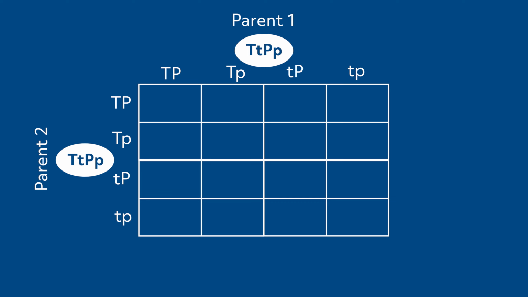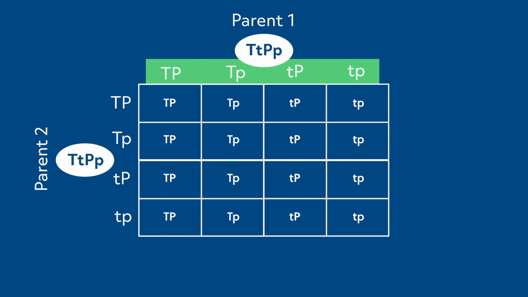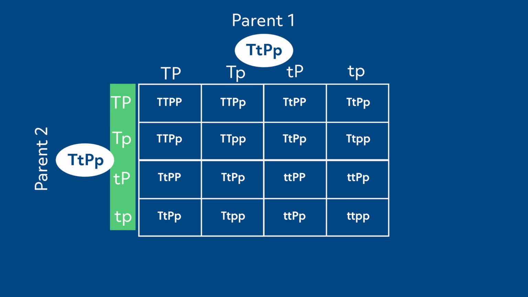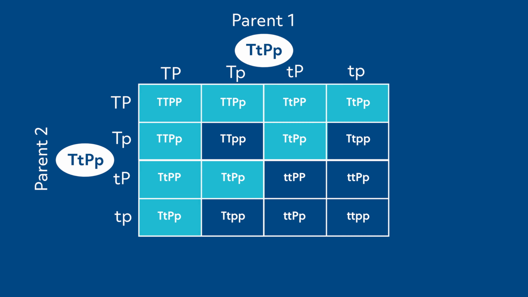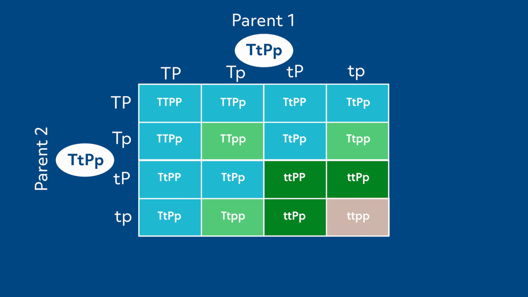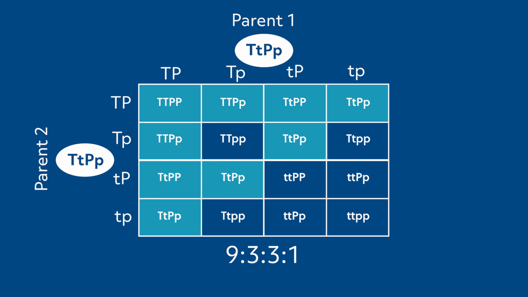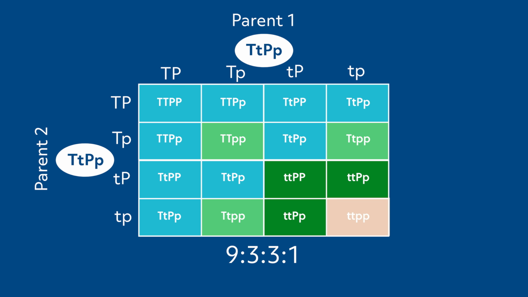Now let's fill in all the squares. When we bring the alleles down and across for each square, it's helpful to keep the traits together when we fill in the squares. Now we can see a pretty clear pattern. We have 9 offspring that will be tall and have a widow's peak, 3 that are short with a widow's peak, 3 that are tall and don't have a widow's peak, and 1 that is short with no widow's peak. This is the classic 9:3:3:1 phenotypic ratio that we expect from a dihybrid cross.